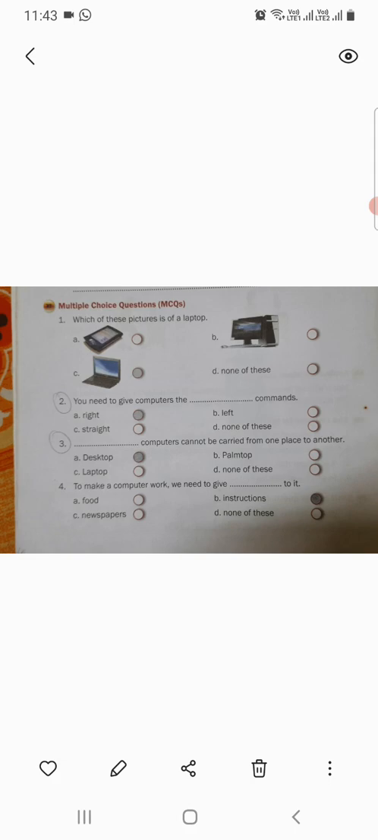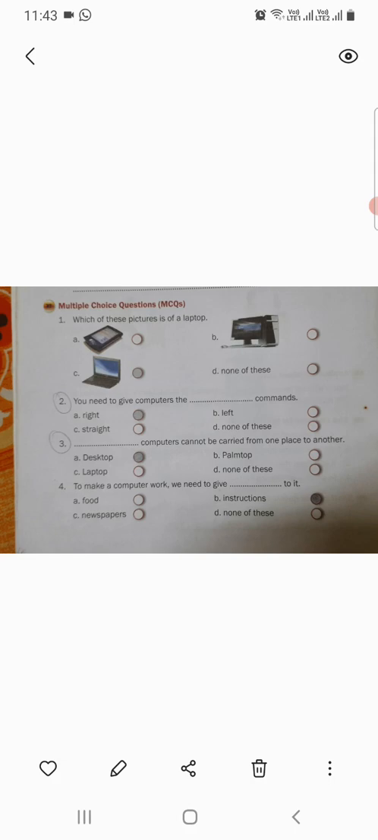Okay, so darken the circle according to the option. What is the correct option? Fill up the circle with your pencil. Okay, next question. We need to give computers the dash commands. What is the right answer? So the answer is option A, that is right. We need to give computers the right commands.